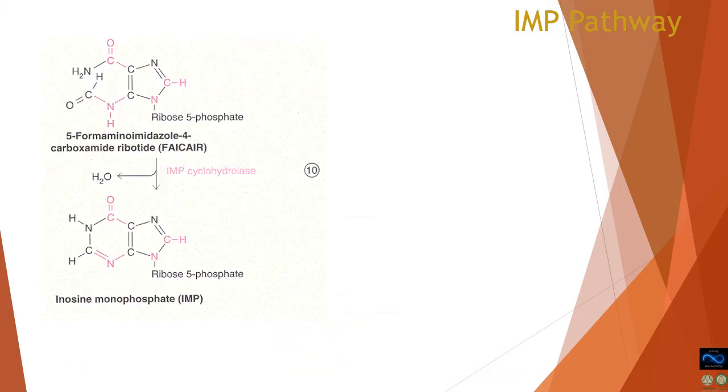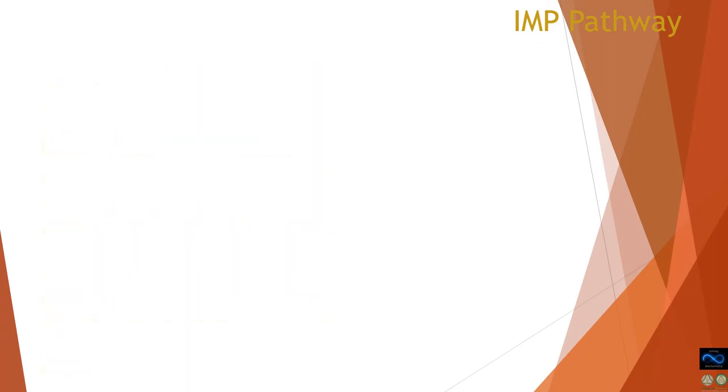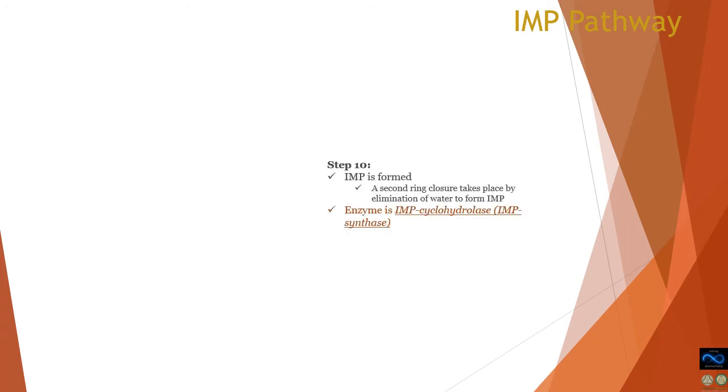In the final step, the closure of another ring happens. The closure of the ring results in the formation of a complete purine ring, and this is named inosine monophosphate. Hence the second phase and the 10th reaction close the IMP pathway by synthesizing inosine monophosphate at the end. This inosine monophosphate will serve as the precursor for the synthesis of either adenosine monophosphate or guanine monophosphate, depending upon the availability and the need of the cell.